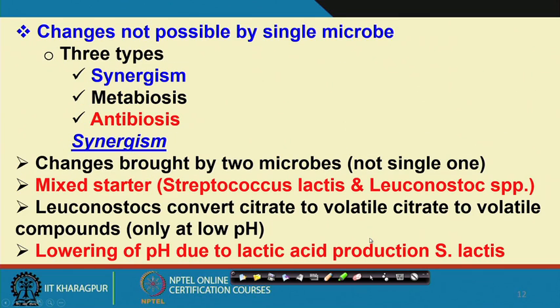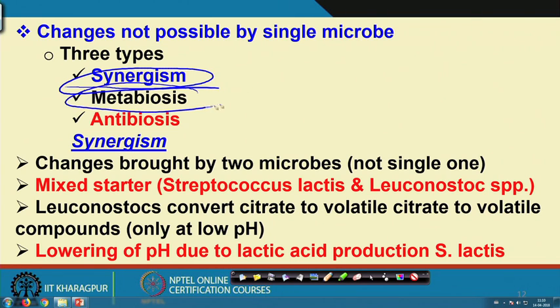So, if we look at the changes not possible by a single microbe, there are three types: one is synergism, second is metabiosis and third is antibiosis, right. These three are the changes not possible by a single microorganism, and such changes may happen by synergism, metabiosis or antibiosis, right. So, let us look into it in detail.